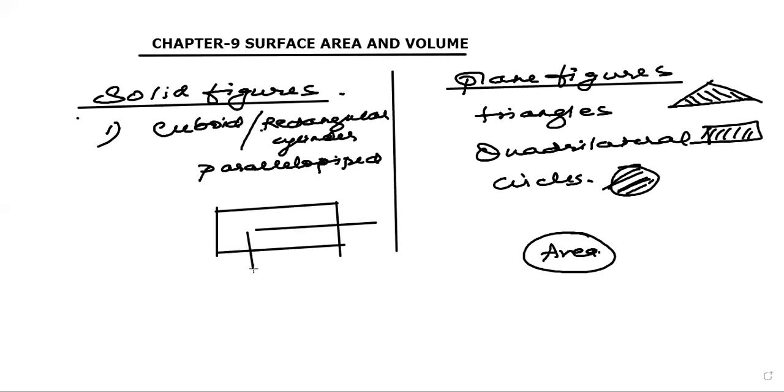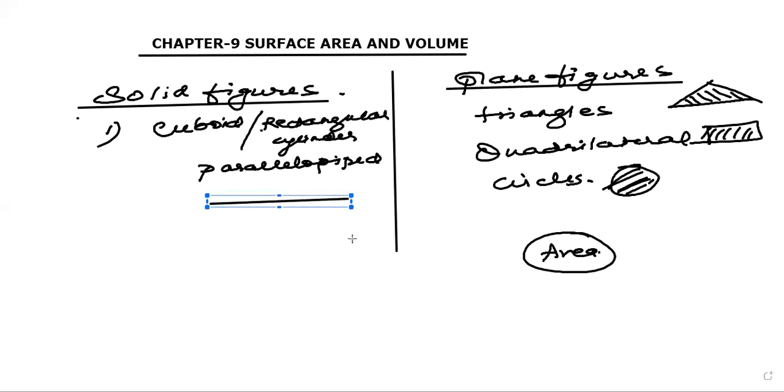You can see here, children, I'm just drawing a rough figure of a cuboid here. Oh, I'm so sorry, children. I made a mess of this rectangular cuboid. Okay, a cuboid. Any solid figure which is bounded by six rectangular surfaces.